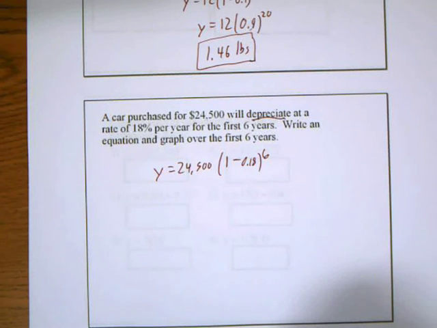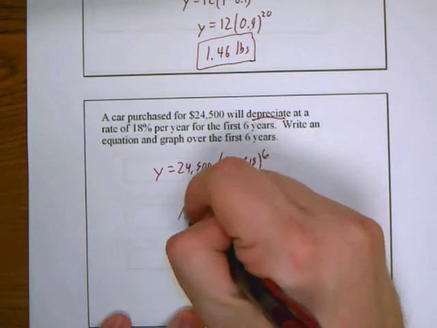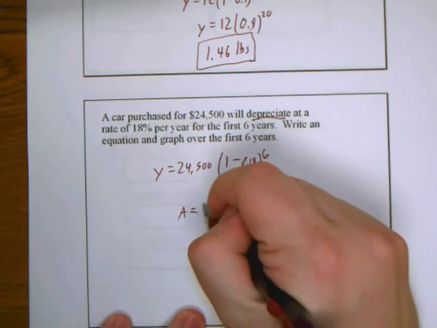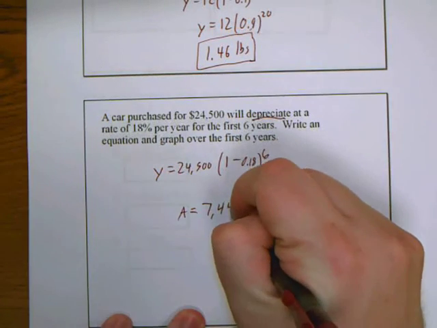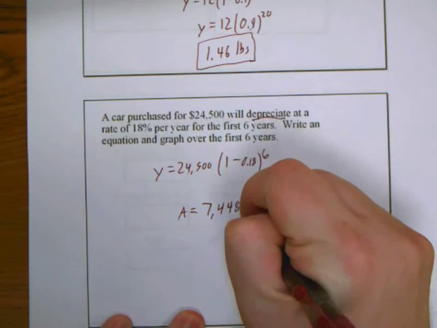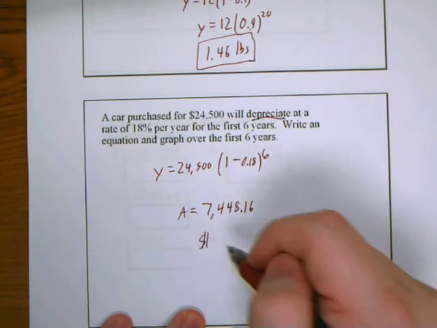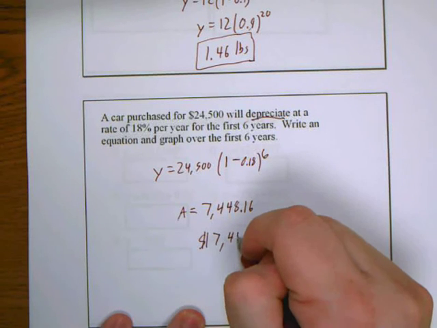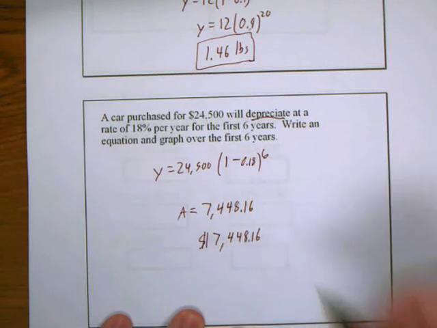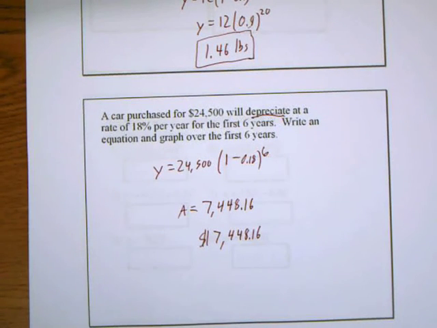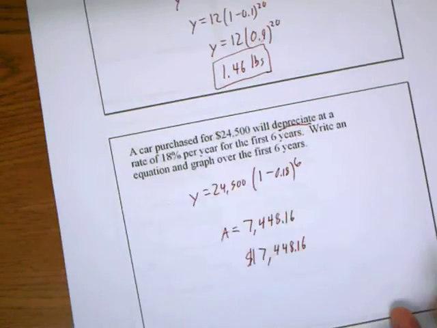And we're looking at the first 6 years. So, we type that into our calculator, and we're going to find the amount that it's worth at the end is $7,448.16. Now, remember, this was talking about money, so we want to make sure we include our units.